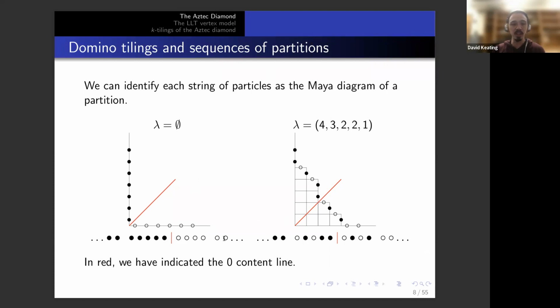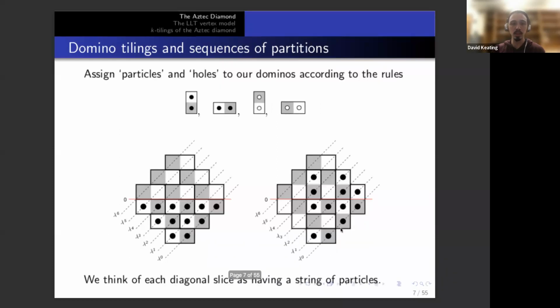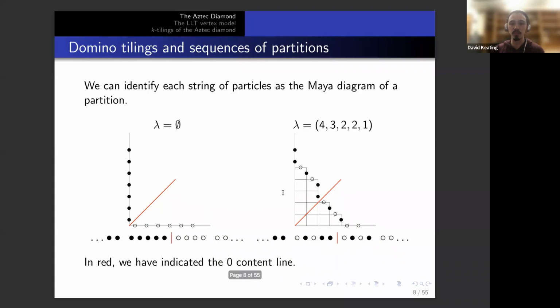Since these are infinite sequences of particles and holes, there's a little bit of ambiguity about what you call the center. So I'm always going to mark the 0 content line of our partition with this red line. If we look back at our domino tiling, you should think of this as having infinitely many particles off our diagram to the bottom left and infinitely many holes off our diagram to the top right. And I've labeled the 0 content line as this red slice. So now to every string of these particles, you can associate some partition.